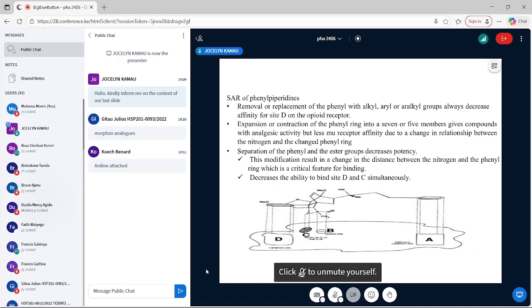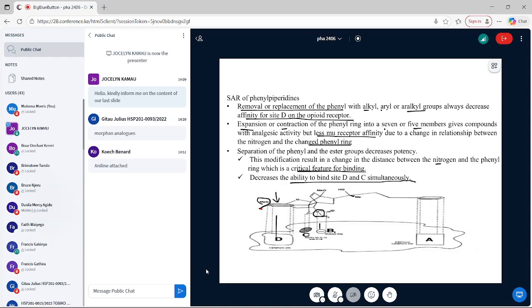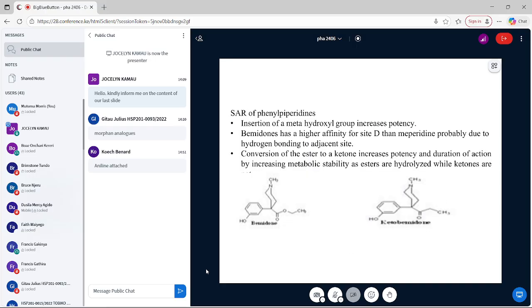we are there. And we are still on this phenylpiperidine. Insertion of a meta-hydroxyl group increases potency. Why? Because when you insert a meta-hydroxyl group, that hydroxyl group has its own area of interaction. You will increase the interaction of that compound with the D site, giving you much higher activity. Bemidone has a higher affinity for site D than meperidine, probably due to hydrogen bonding to an adjacent site, which we have already seen. The bemidones are the ones which have the hydroxyl group on the 3' position.